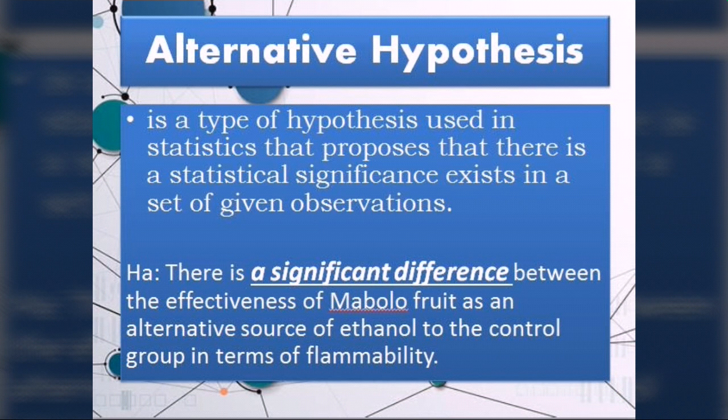In our example, we have: there is a significant difference between the effectiveness of mabolo fruit as an alternative source of ethanol and the control group in terms of flammability. Take note of the highlighted words. A significant difference, meaning to say, a difference exists between the two variables, which are mabolo fruit and the control group. Because there is a significant difference, meaning to say, the mabolo fruit and the control group have different effects. Let's have different examples here.